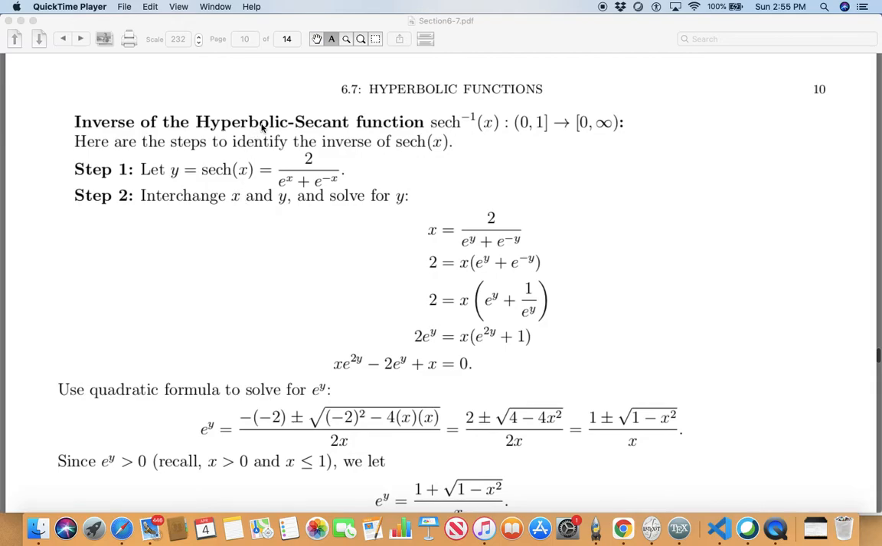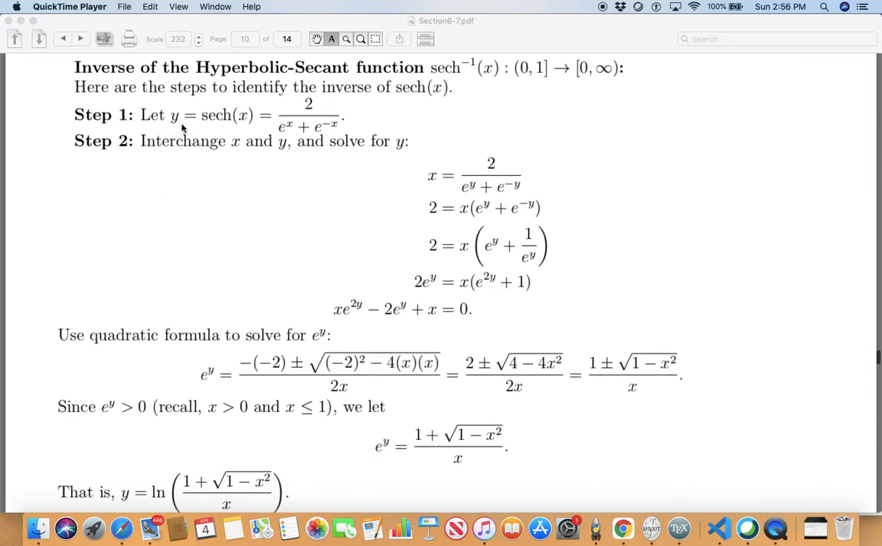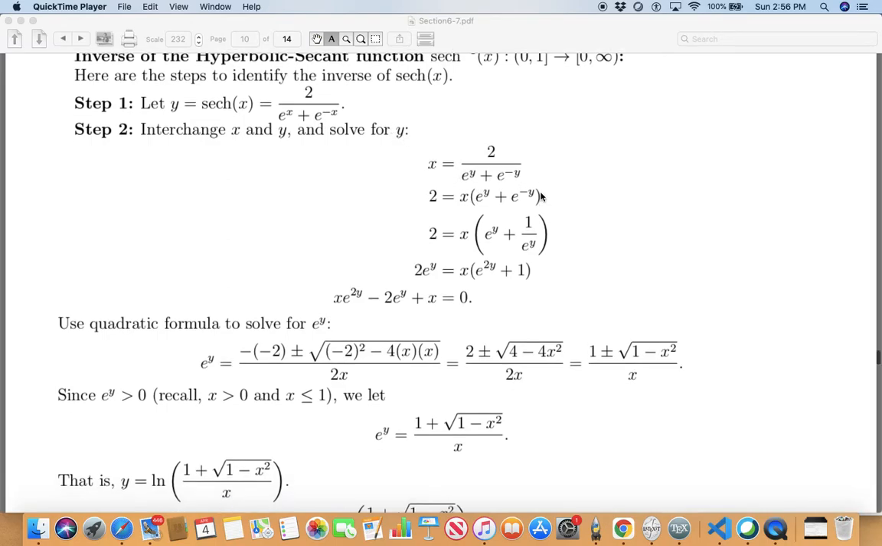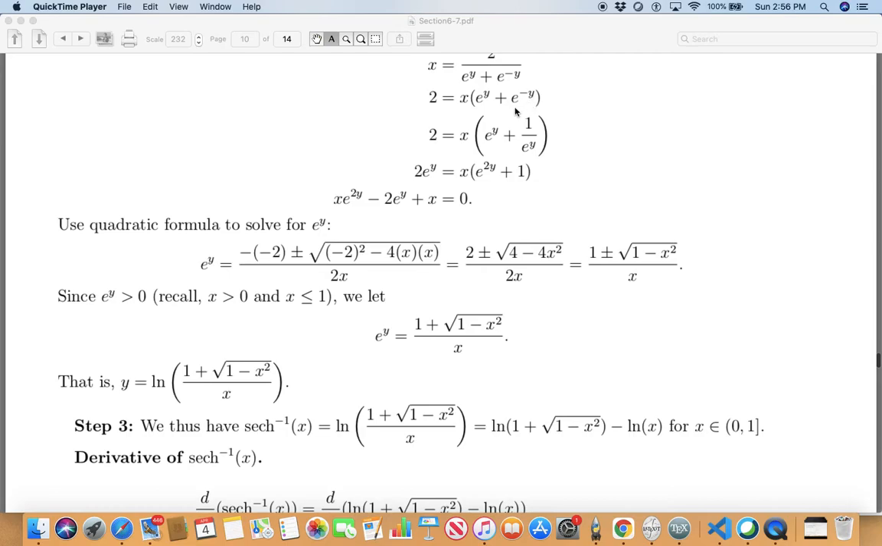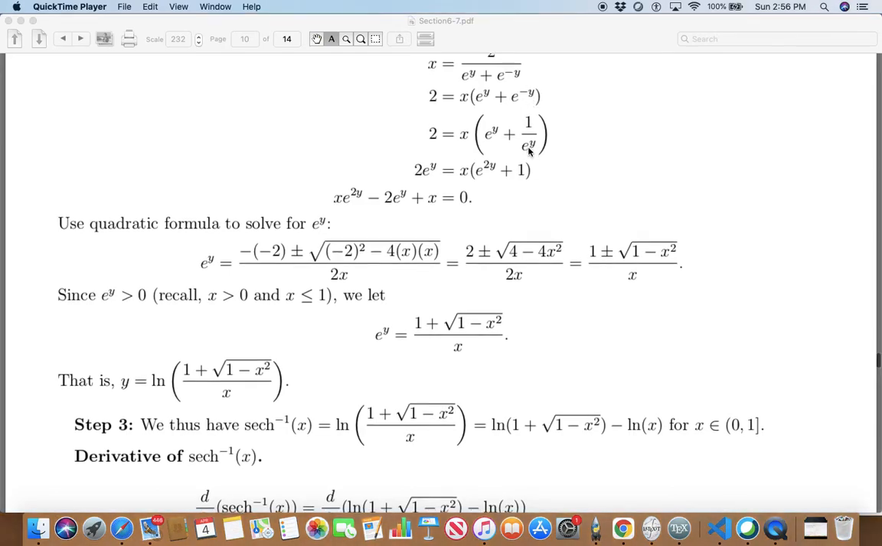Now, the inverse of the hyperbolic secant function. Secant hyperbolic inverse is from the interval open 0, closed 1 to the interval closed 0 to infinity. Here are the steps. y equals secant hyperbolic x, that is 2 by e raised to x plus e raised to negative x. Interchange x and y and then solve for y. So x is 2 by e raised to y plus e raised to negative y. Cross multiply: 2 equals x times all of this. e raised to negative y is 1 by e raised to y.